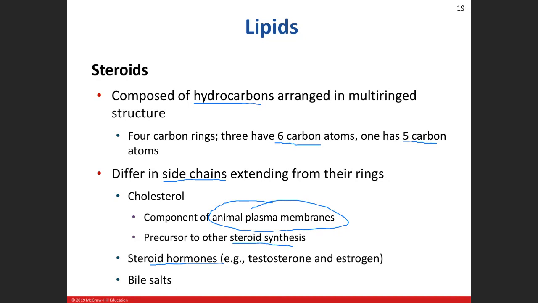Bile salts also. Oh, there's a drug out there, and I cannot remember the name of the drug. Remember we talked about that bile salts get recycled? Pretty much 90% of the bile salts get recycled in your body, and you get rid of 10% through your feces.